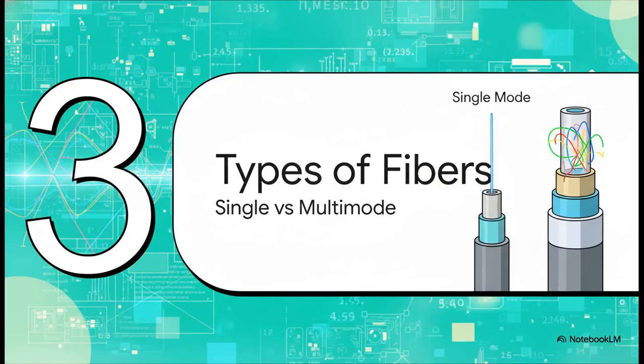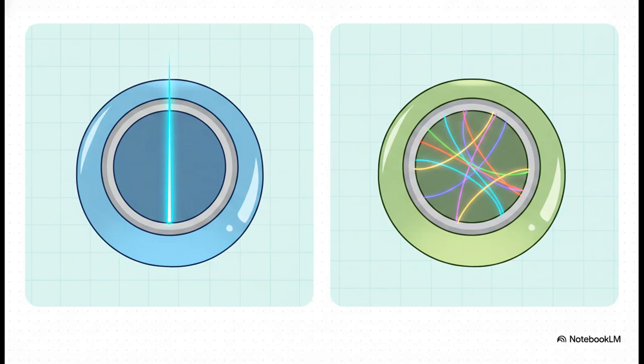All right, Section 3. Different types of fibers. Single versus multimode cables. Here we're comparing the two major categories of optical fibers. On one hand, you have single-mode fiber. This guy has a very fine, incredibly thin core that forces light to propagate in only one specific direction. Then, on the other hand, you have multi-mode fiber.